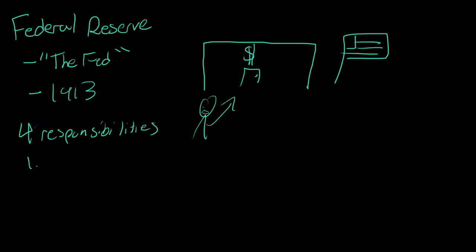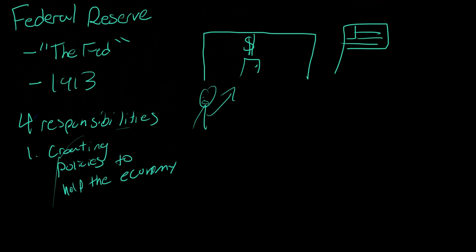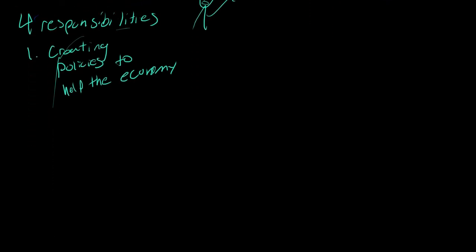Number one is they're firstly and foremost going to be creating policies to help the economy. If you have ever heard of the interest rates, like, oh, we're setting the interest rates, who is setting the interest rates? That's the Federal Reserve right here. They are setting the interest rates. And we'll talk later within the series about how that happens and why it affects the economy.